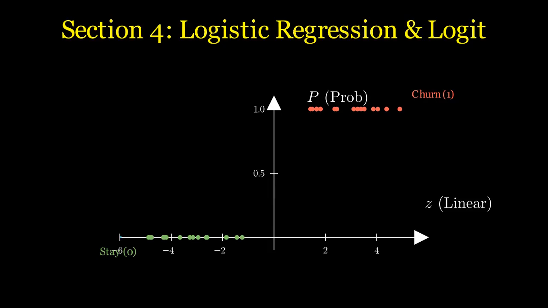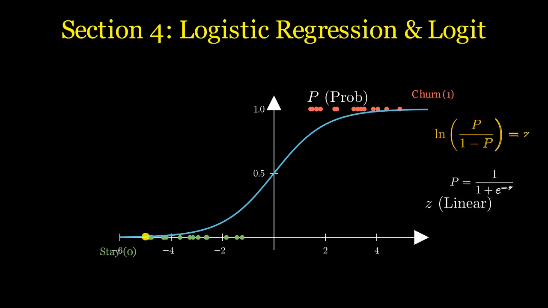Section 4. Logistic Regression and Log Odds. Why do data scientists care? Because of logistic regression. When we want to predict a binary outcome, like will a customer churn, we use the logit function. The logit is simply the natural logarithm of the odds.